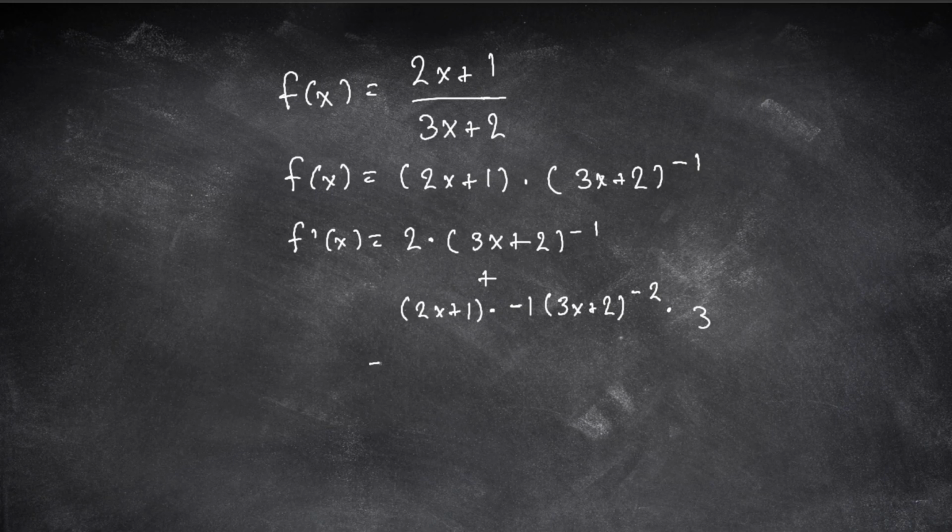So this simplifies down to a 2, so moving it back to the reciprocal, that's 2 over 3x plus 2, plus 3 times this negative 1 makes negative 3, and then we have 2x plus 1 in the numerator divided by 3x plus 2 squared on the denominator. 3x plus 2 squared, right? Because it's negative, so it goes down. And this is going to be our formula for the derivative of this function now.